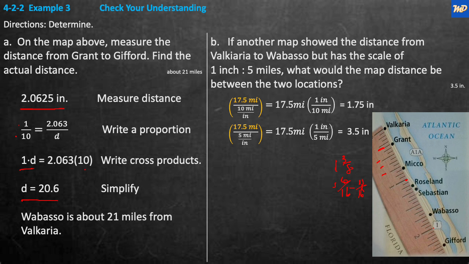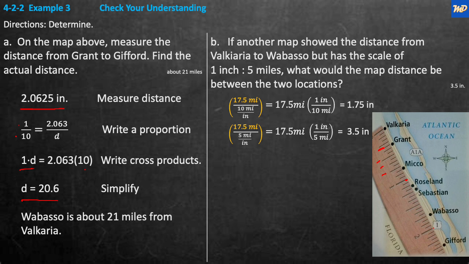Now they ask an interesting question over here, and I'm going to erase this little bit of math that I was doing because it's not going to help us anymore. Okay, I think I have it now. And maybe I'll change to blue. So it says, if another map showed the distance from Valkyrie to West Wabasso, this is going back to the original equation, it's the 1.75 inches, right? Or 17 and a half miles. We see it right here. But the scale was 5 miles per inch. 1 inch is to 5 miles. What would the map distance be to the two locations?